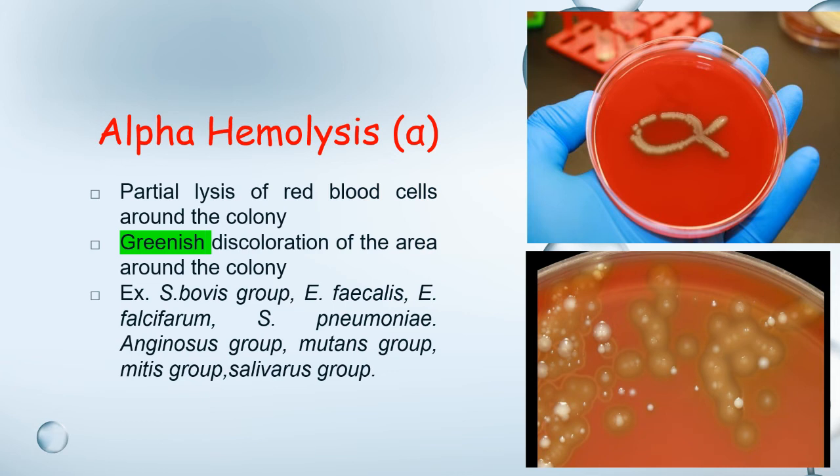Example ng mga groups na merong alpha hemolysis, we have the S. bovis group. S. bovis group, they are non-enterococcus members of the viridans streptococci. We have E. faecalis, E. faecium, they are members of the enterococcus. You have your S. pneumoniae. S. pneumoniae is important sa identification ng pathologic cause ng bacterial pneumonia and meningitis. S. pneumoniae.